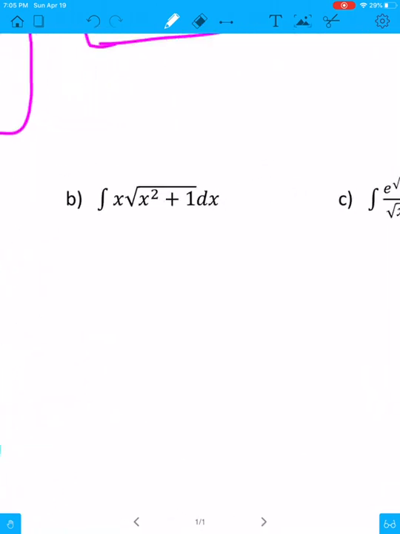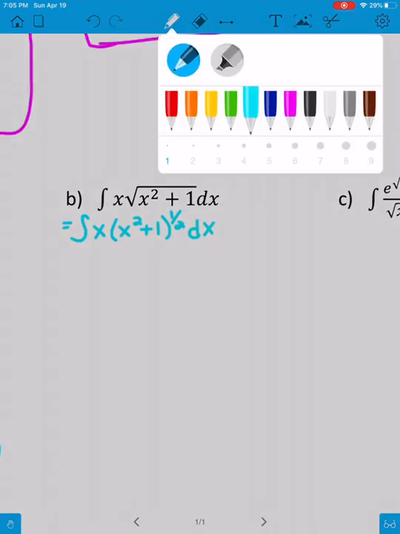B, I'm going to rewrite as x times x squared plus 1 to the half, because I always do that with radicals, dx. Now what's the complicated part? The x squared plus 1 to the half.